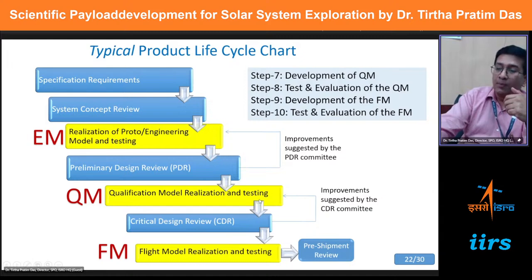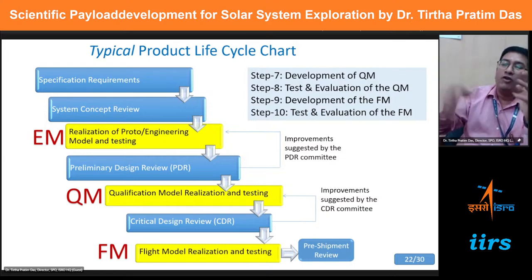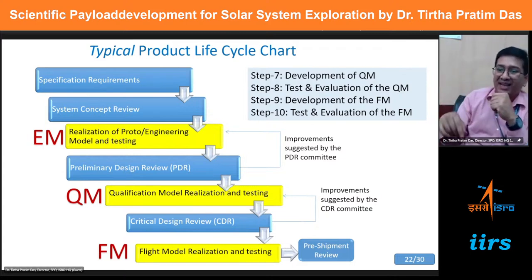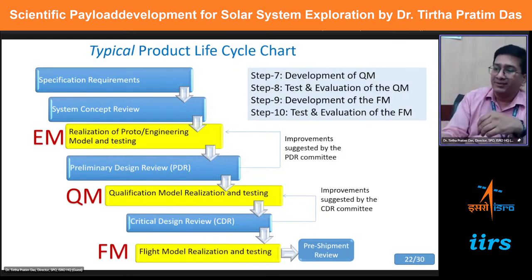Once your CDR is completed, then you have to develop the flight model. And the flight model has to be developed in the identical way, let me repeat, identical way as the qualification model. So the process that has been undergone to make a qualification model has to be identically followed to make the flight model, because the confidence which you have developed in your materials, in your process, your system, should translate to your flight model. And there is an importance of process control here.